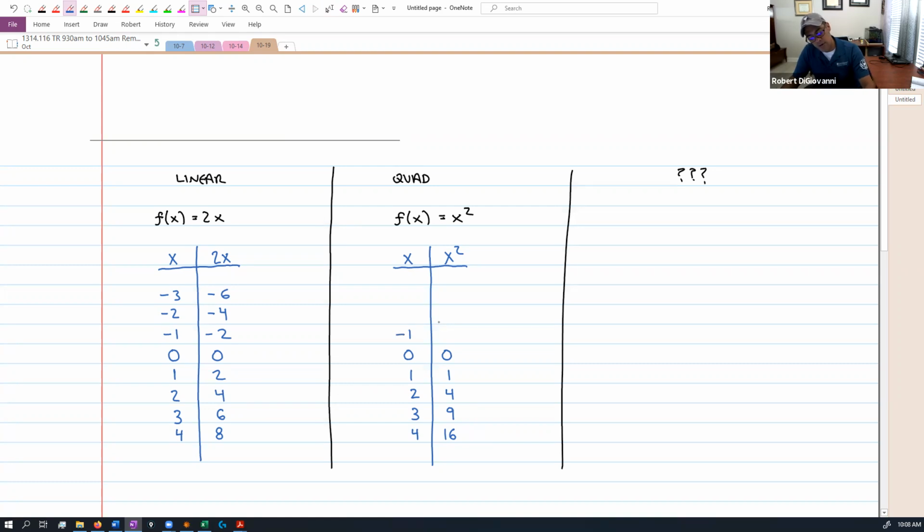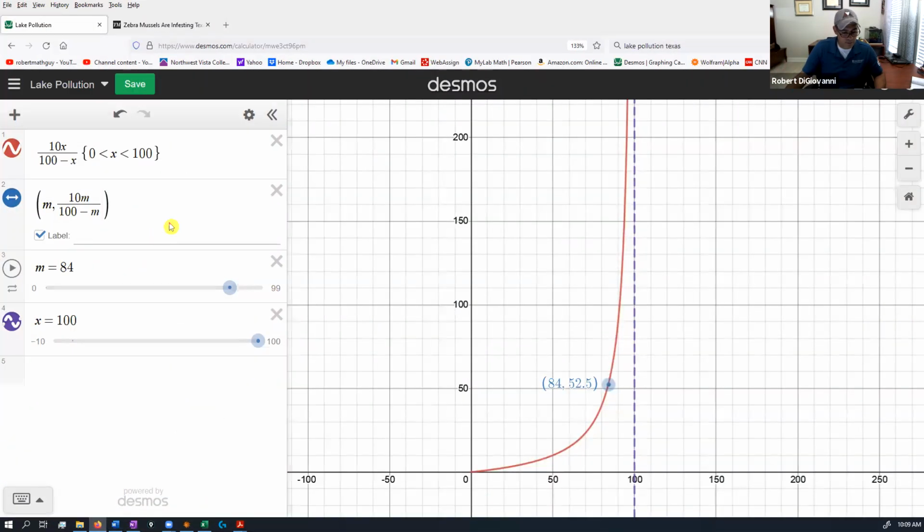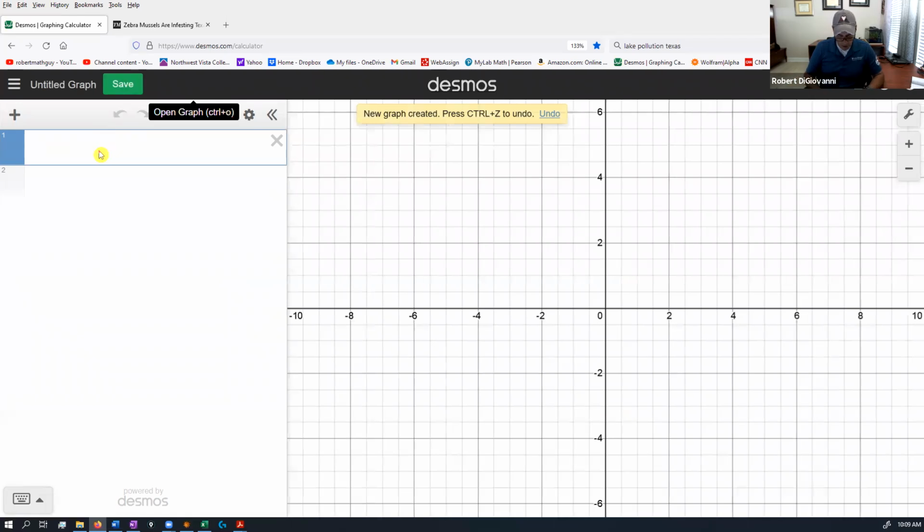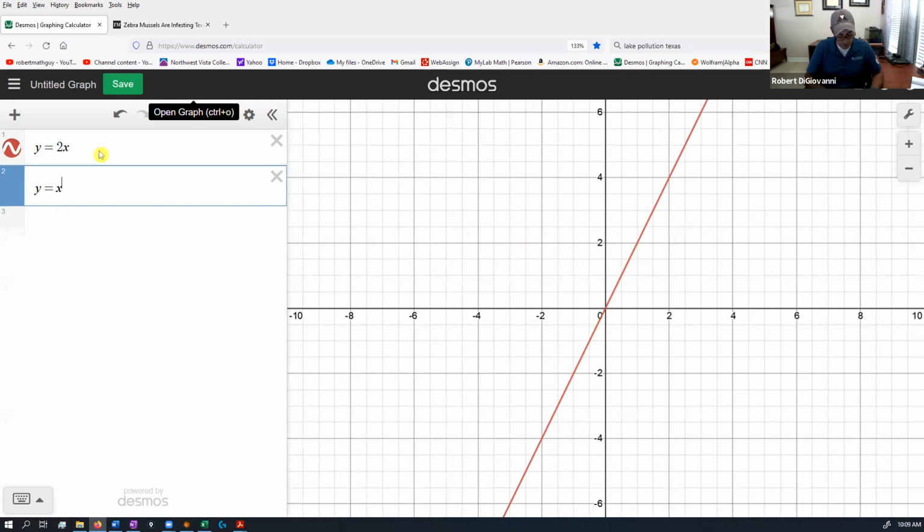If I plug in -1, -1 times -1 is +1. -2 times -2 is +4. -3 times -3 is +9, right? These don't match either. So these are different functions, right? They don't look the same when we graph them. And we could confirm that by just graphing them, right? I'm gonna do a new one here. If I do y equals 2x versus y equals x squared, obviously the graphs are different, right?